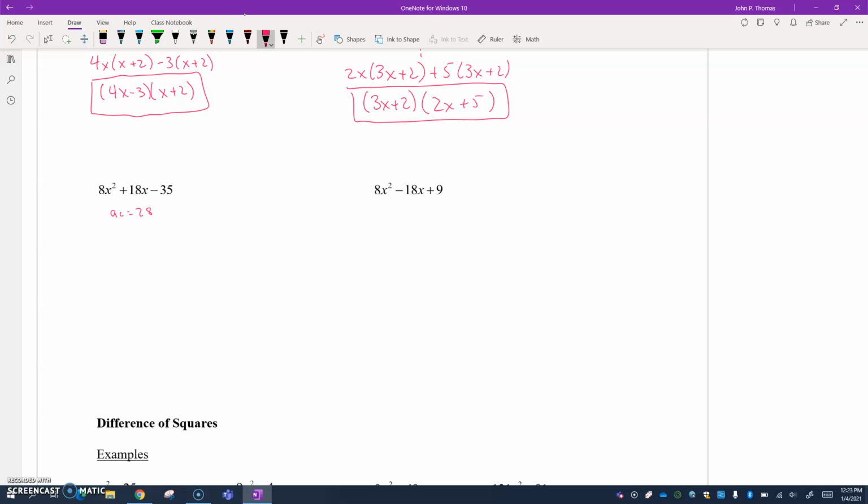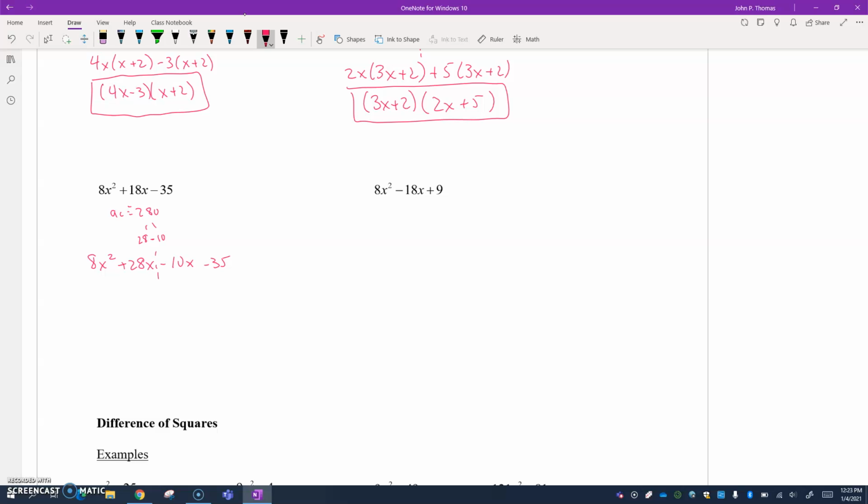So AC equals 280. Now, I always look for the obvious factors here, and what jumps out at me is I've got 28 and 10. So I'm going to check that first. It's a negative 35, so I need a plus and a minus. If I make the 28 positive and the 10 negative, that's going to add to 18, so I'm in a good place there. So now I'm going to split the middle term: 8x squared plus 28x minus 10x minus 35. Cut it in half.